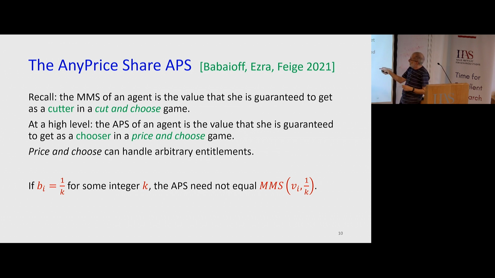So even if the entitlement is something of the form 1 over k, since one definition talks about the cutter in cut and choose, and the other about the chooser in price and choose, they have different definitions. So the value of the APS would not be equal to the value of the MMS. It's a new share. It's not an extension of the MMS to unequal entitlements. It's a different share.